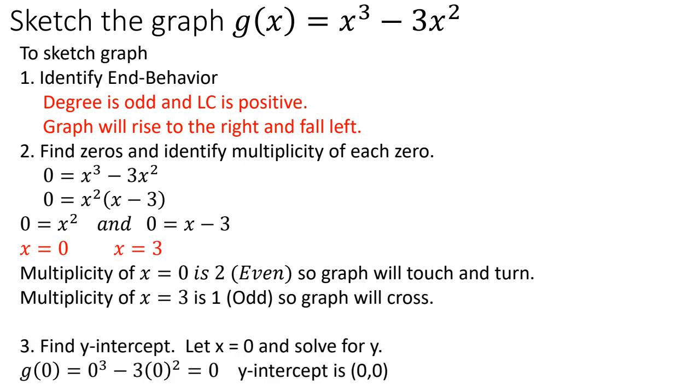Now let's find the rest of these. We can find the y-intercept. The y-intercept hopefully is easy to solve, right? If I want to find the y-intercept, I set x equal to 0. And if I put 0 here on my polynomial, 0 cubed minus 0 squared is going to give me 0. So my y-intercept is at 0, 0.